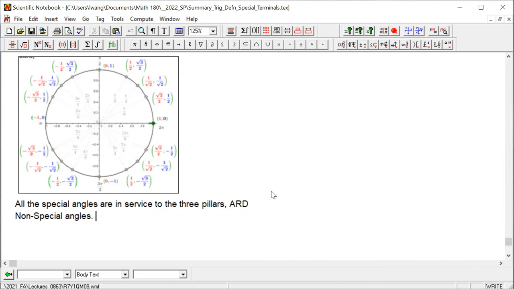So we will constantly go back to the definition, and we will discover even more information from ARD, such as domain, range, one-to-one function or not, increasing, decreasing, right? And what else? Even function or odd function. We're going to discuss all of these concepts, and all of these concepts will be useful for your future classes.